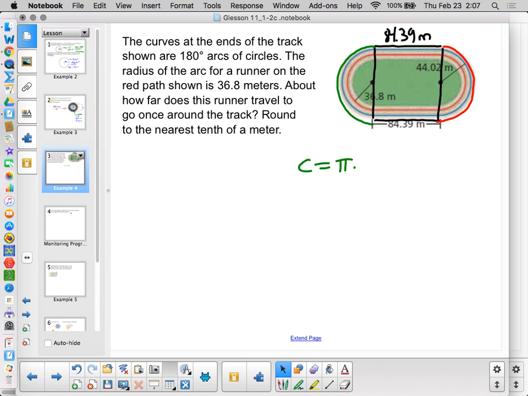We just want to know the red track here. Okay? So the circumference is pi times diameter. The diameter is going to be 36.8 times 2, or 73.6. So 73.6 times 3.14 is 231.104.